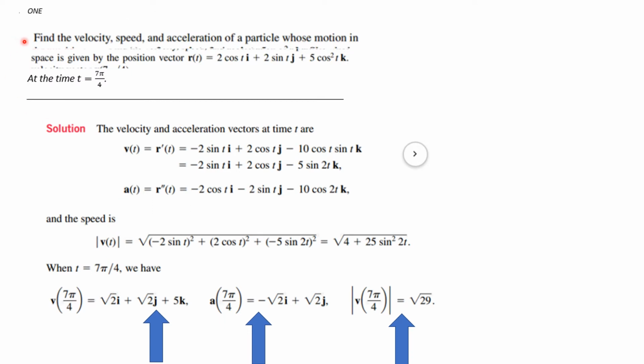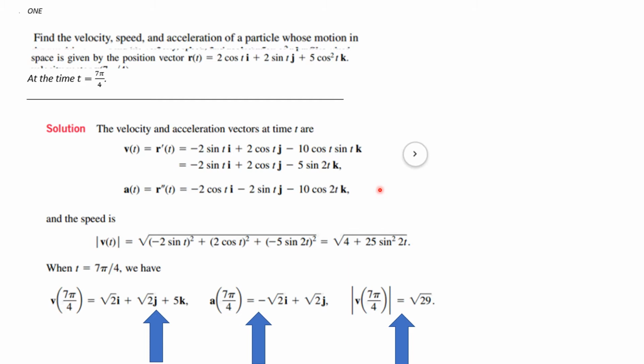Let's quickly go through the key. Number one, you were to find the velocity, speed, and acceleration of a particle whose motion in space was given by this vector equation. And you're supposed to find this at a specific time. Again, I like numbers, so these are the kind of problems that I usually will ask you. So what we do is the velocity is the first derivative of this. So I take the first derivative and simplify it a little bit. There was a trig identity involved in going from this step to this step. And then I take another derivative because the acceleration is a second time derivative, and I get this.